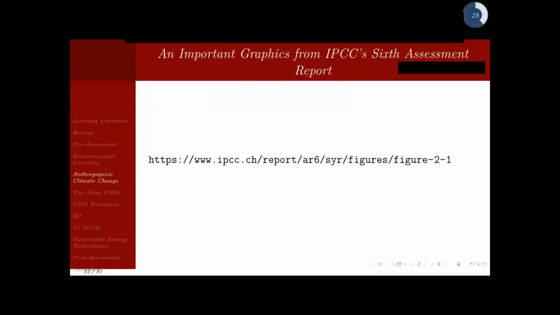So you can explore that report later on, and you can get more information from the sixth assessment report if you're interested. Even somebody, I think Shubho, was asking about ozone layer depletion. You can explore that as well. That is a scholarly thing, this sixth assessment report. You can explore this for such information.